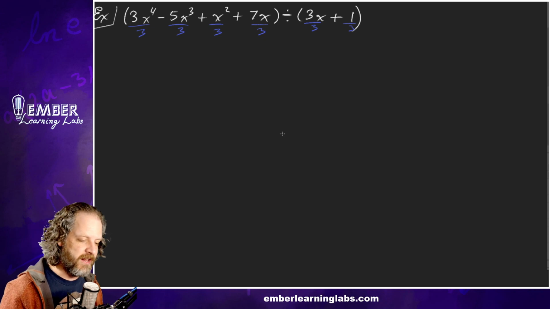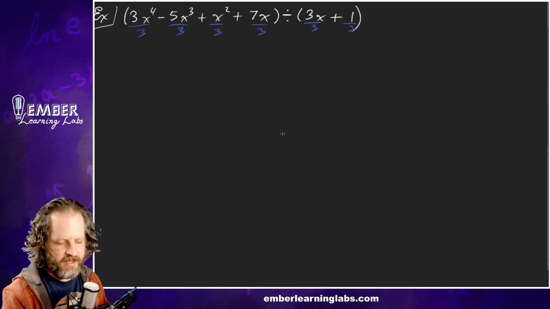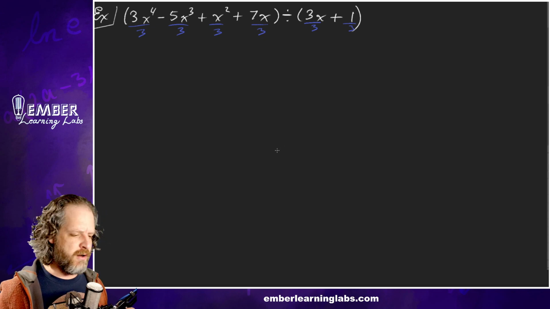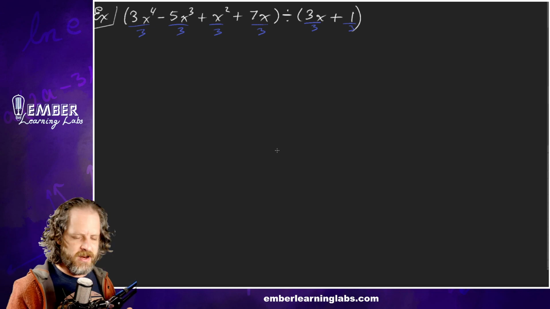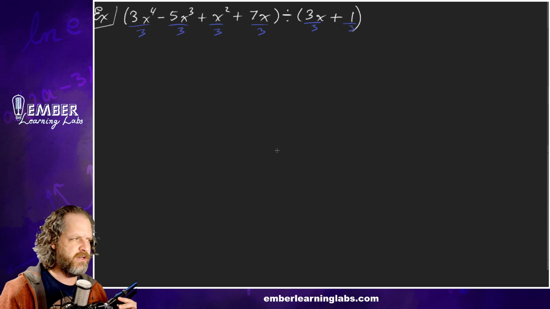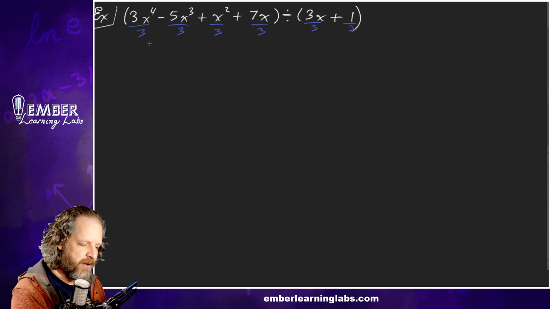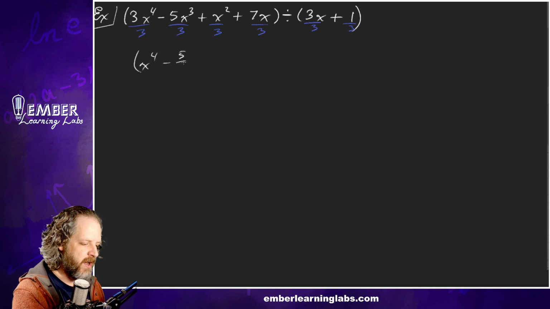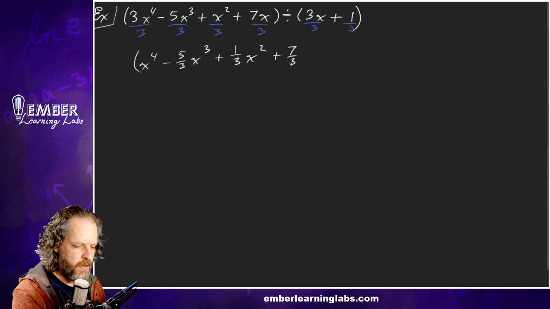So we're going to synthetically divide. I'm going to go ahead and rewrite this whole thing. You could probably go straight from here to your cardboard shack, or your tiny house, which is probably better than the cardboard shack. But I'm going to rewrite this. So 3 divided by 3 is 1. This first one is x to the 4th minus 5 thirds x cubed plus 1/3 x squared plus 7 thirds x.